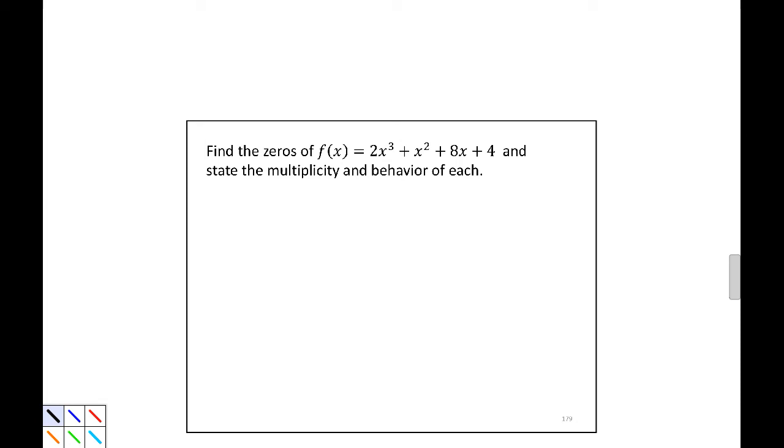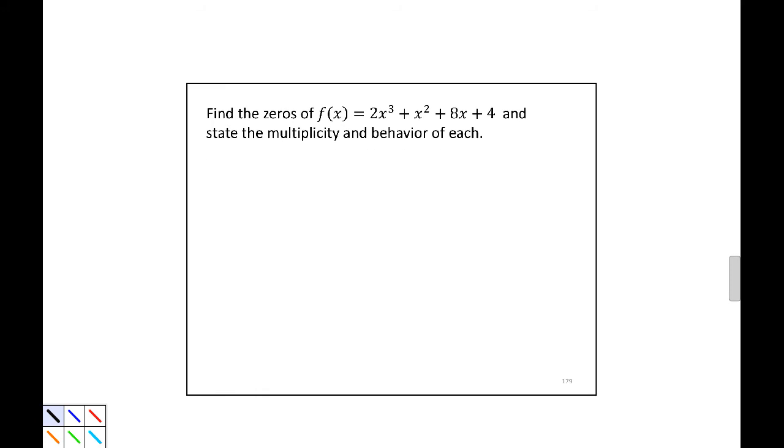Our next example says find the zeros of f of x equals 2x cubed plus x squared plus 8x plus 4. Find and state the multiplicity and behavior of each. Again, factoring plays a big role, so we're going to take that function, 2x cubed plus x squared plus 8x plus 4, set that equal to 0. Factoring by grouping looks like a good idea.